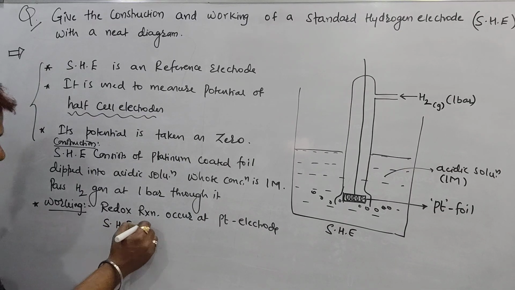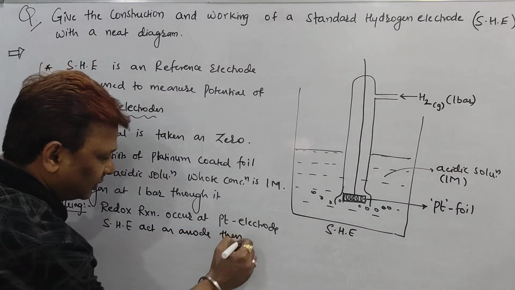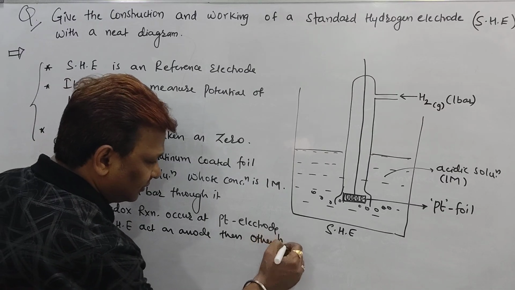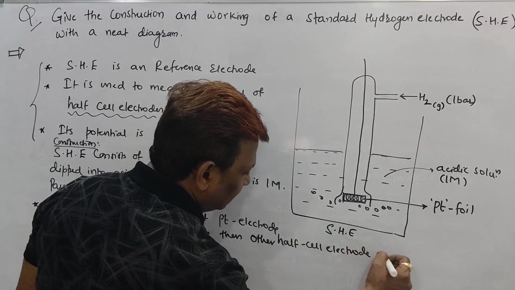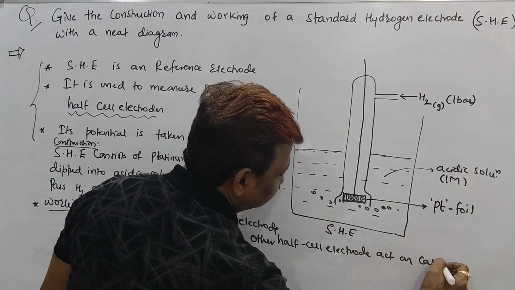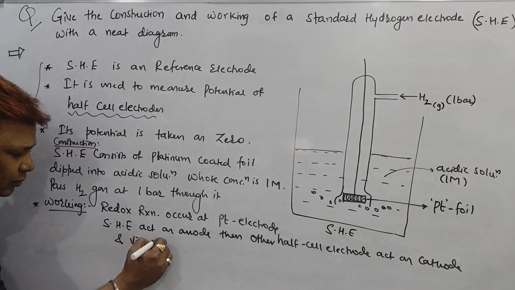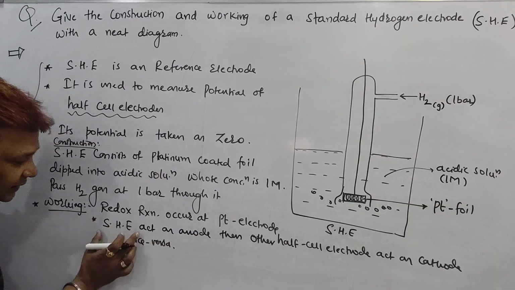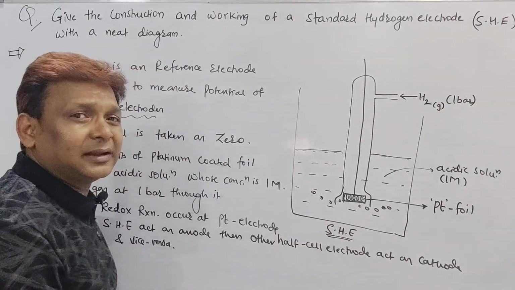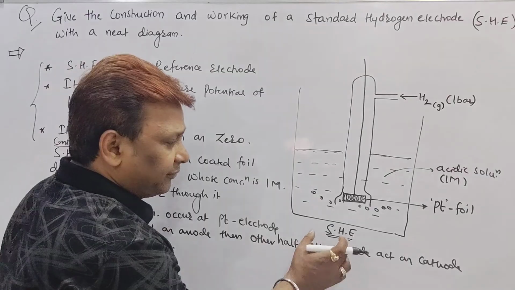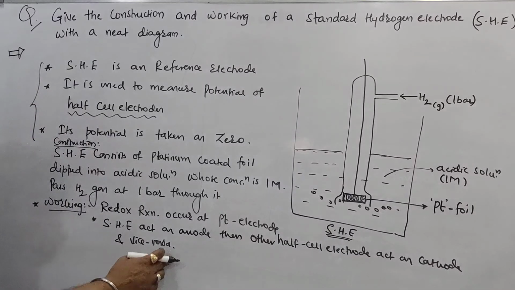SHE acts as an anode, then the other half cell electrode acts as a cathode, and vice versa. Because if SHE acts as an anode, it means the other half-cell electrode will act as a cathode, right? But if SHE acts as a cathode, the other half electrode will act as an anode. That's why I wrote here vice versa.